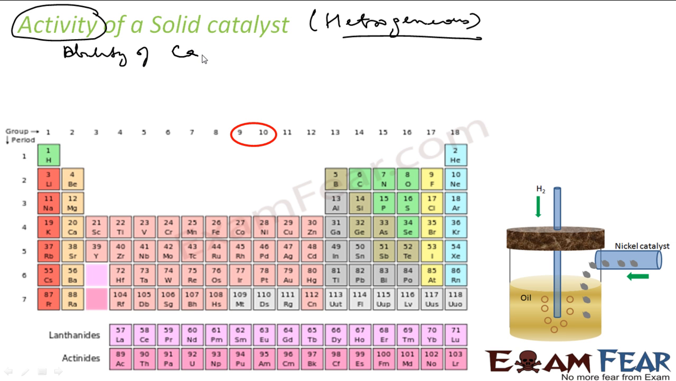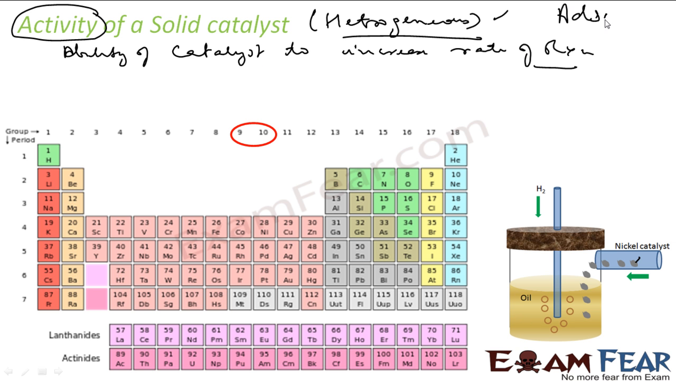Ability of catalyst to increase the rate of reaction. This is my reaction going on, right? Hydrogenation of oil, let's suppose. So there's a nickel catalyst, it increases the rate of reaction, correct? So that is the activity of this catalyst. And this activity will depend on, since I'm talking about heterogeneous catalyst, one thing that is critical here: adsorption.